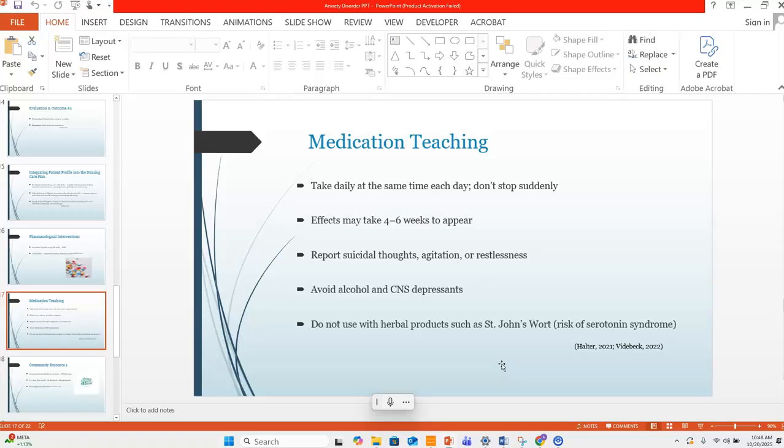When teaching clients about sertraline, it's important to explain that it must be taken every day and not to stop it suddenly. It may take about 4 to 6 weeks to feel better. Clients should call their provider if they feel more anxious or have suicidal thoughts. They should also avoid alcohol and herbal supplements like St. John's wort, which can interact dangerously with SSRIs. Now let's move on to the next support Maria can receive in her community.